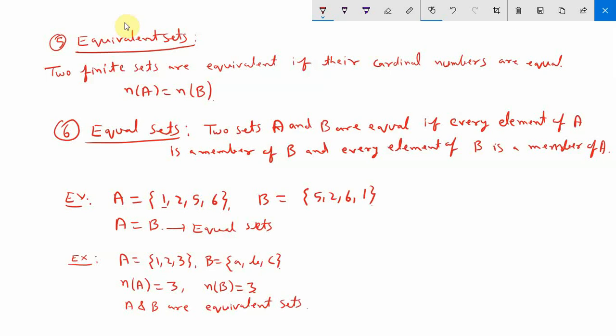Okay, friends. So today we have discussed the definition of a set. Then we have seen roster form and set builder form. After that, we have seen types of sets, in which we have discussed empty sets, singleton sets, finite sets, infinite sets, equivalent sets, and equal sets.